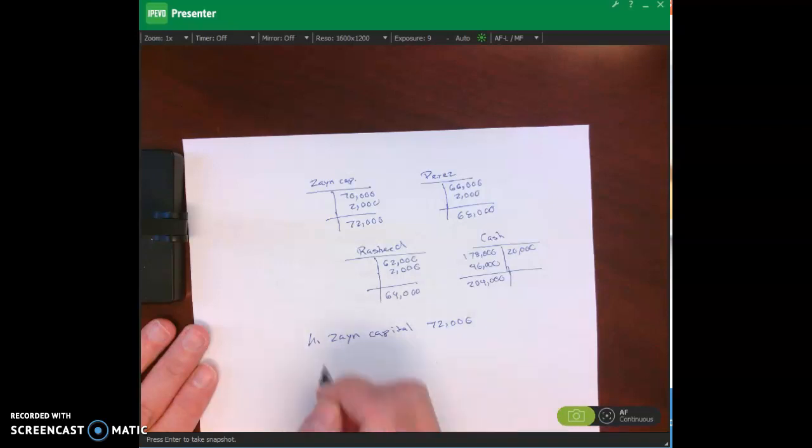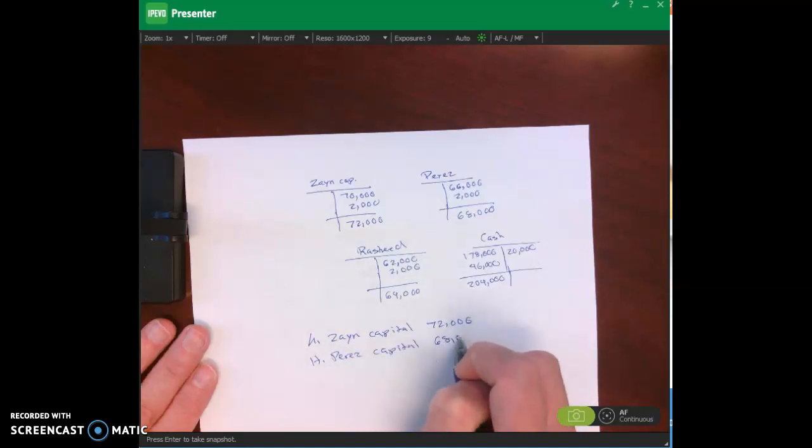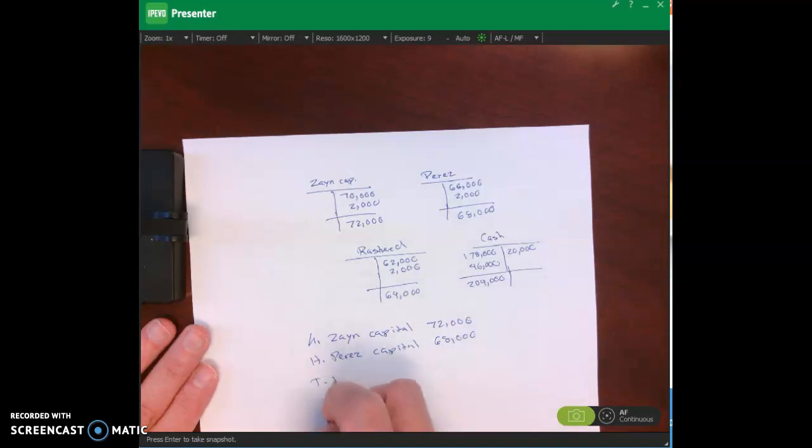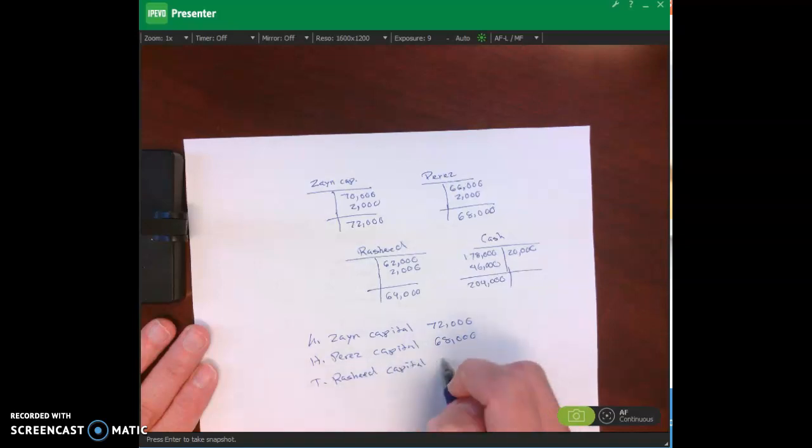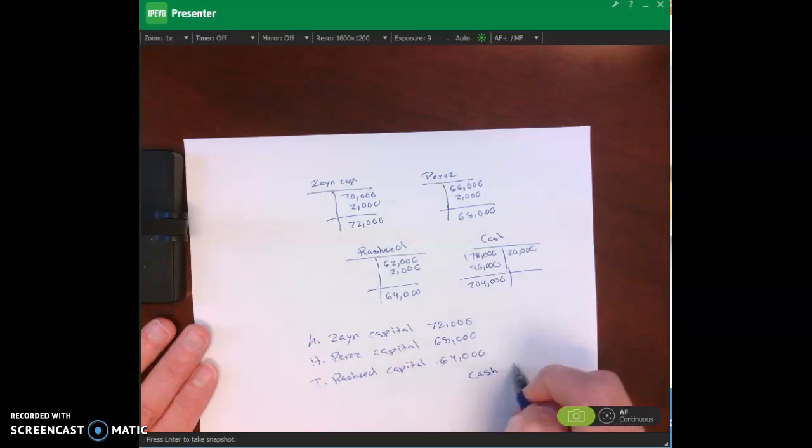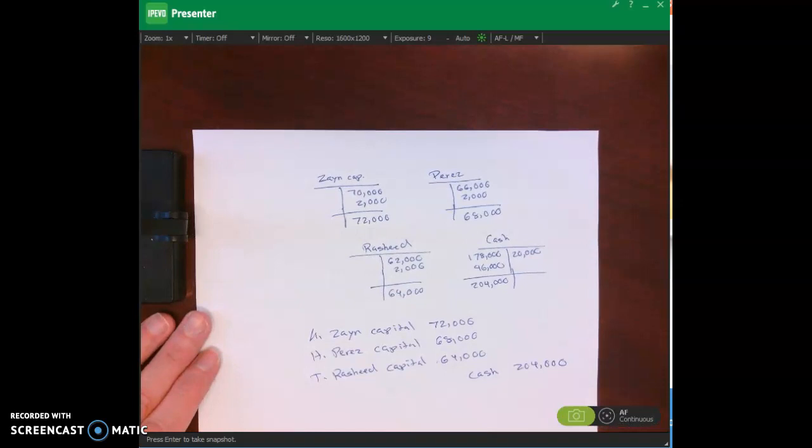Debit to Kazan Capital, $72,000. Debit to H. Perez Capital for $68,000. Debit to T. Rashid Capital for $64,000. And then credit to cash for the $204,000. Okay? That would be our journal entry.